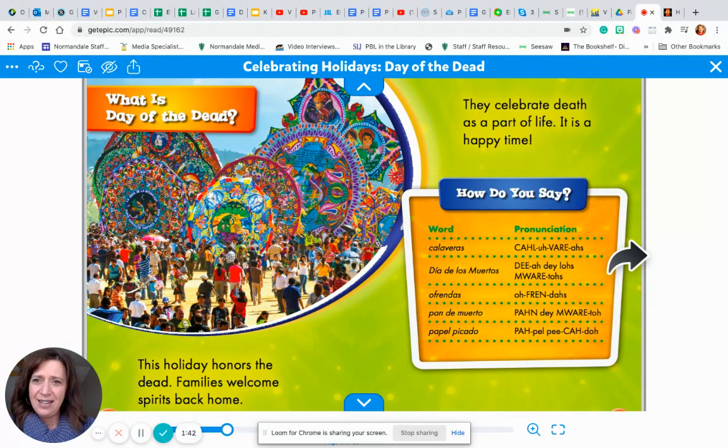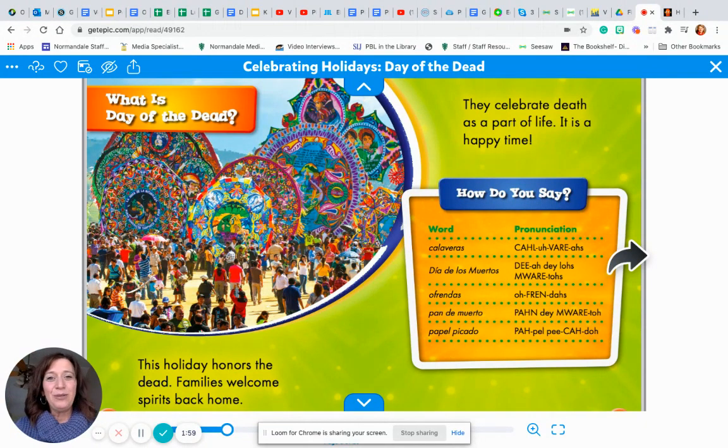What is Day of the Dead? This holiday honors the dead. Families welcome spirits back home. So people who've already died are being honored. They celebrate death as a part of life. It is a happy time.